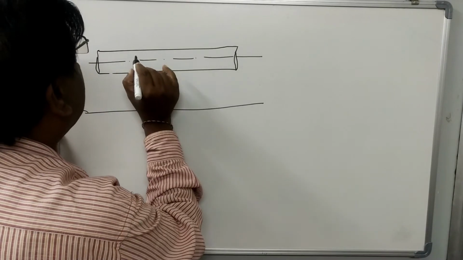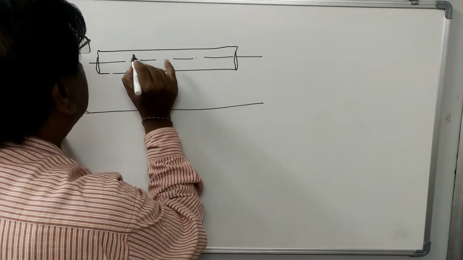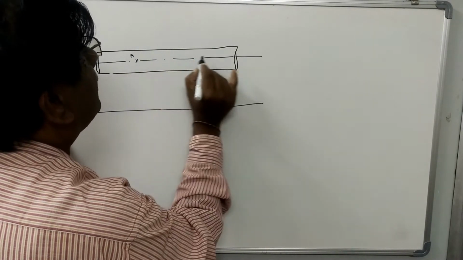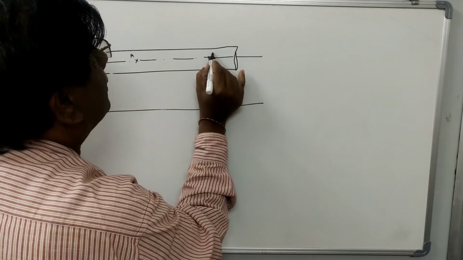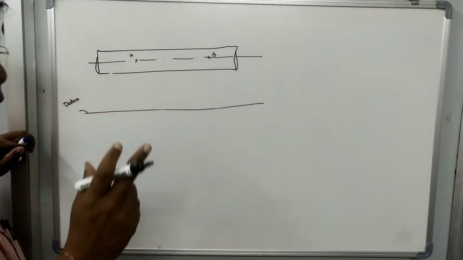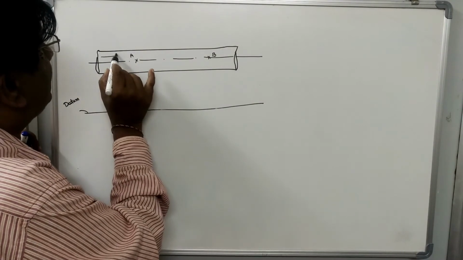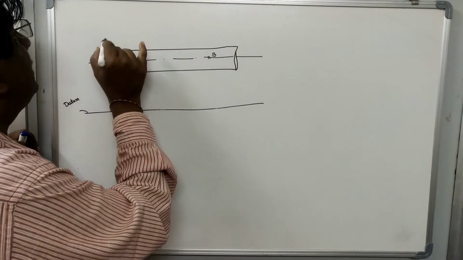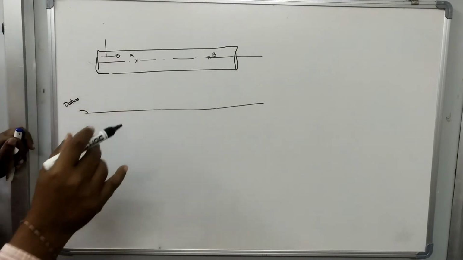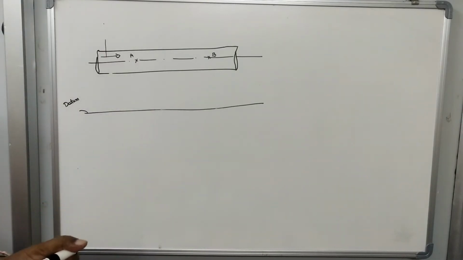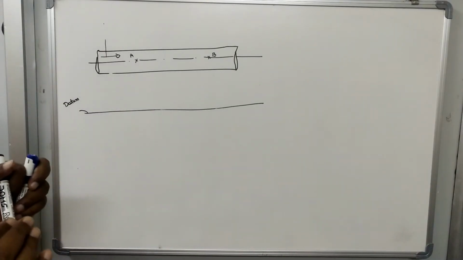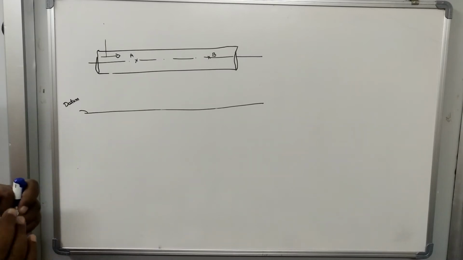Now take 2 points on this pipe, that is A and B. The fluid is flowing through this pipe. So in practice, all fluids are real fluids or practical fluids.